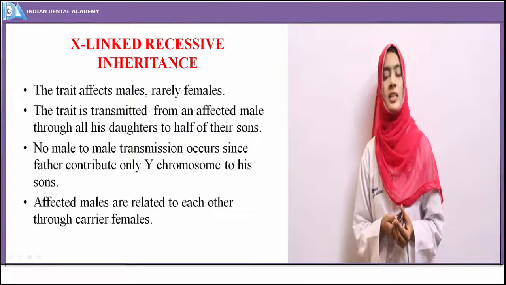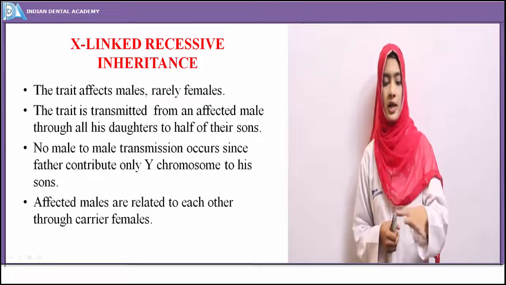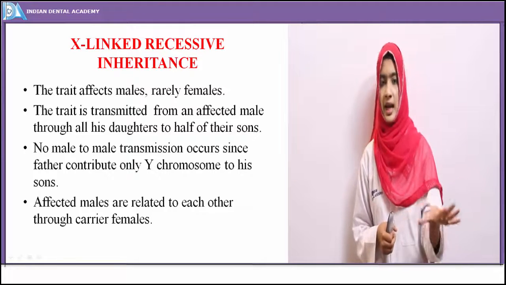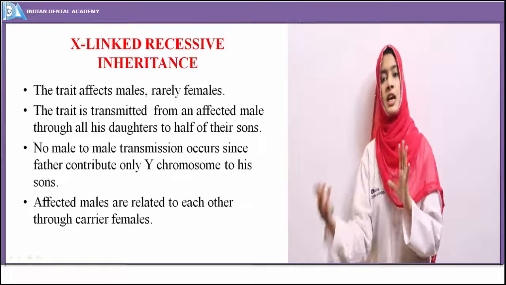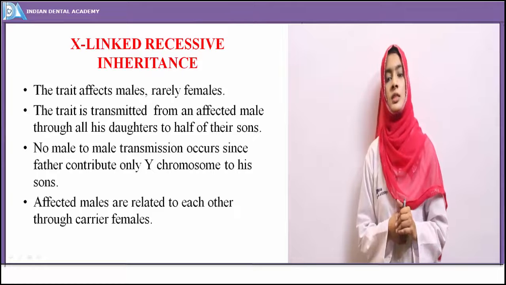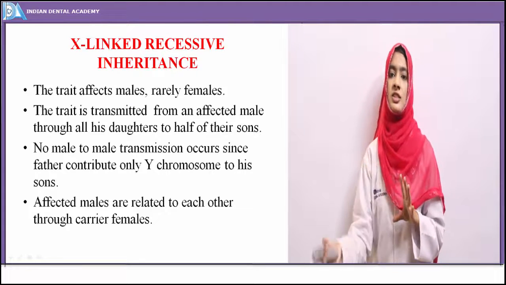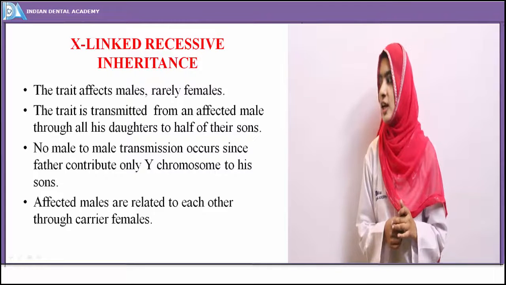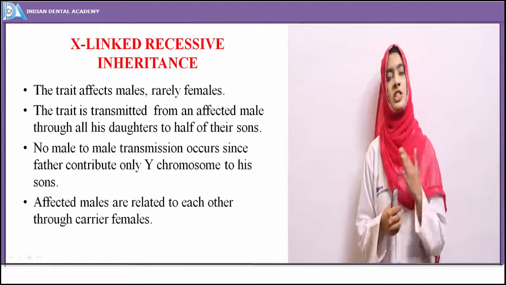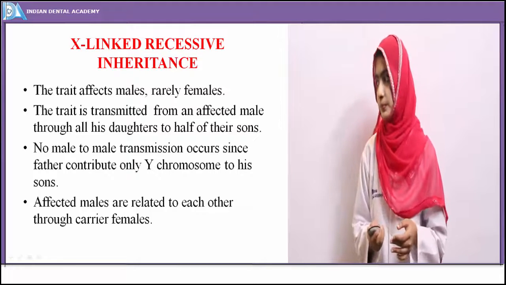The trait is transmitted from an affected male through all his daughters, because daughters become carriers. From the daughters, it is transmitted to her sons. There is no male to male transmission here, and females just become carriers and transmit the disease to their children, and the affected males are related to each other through carrier females.